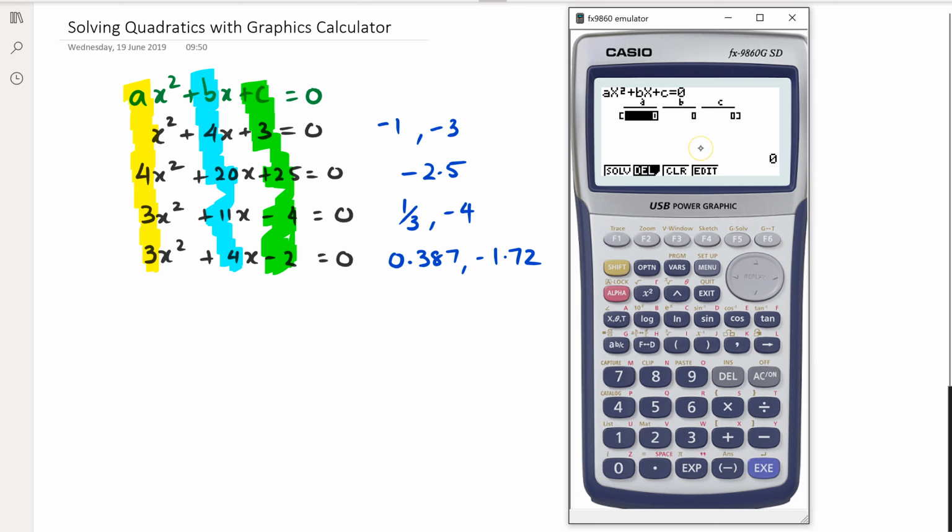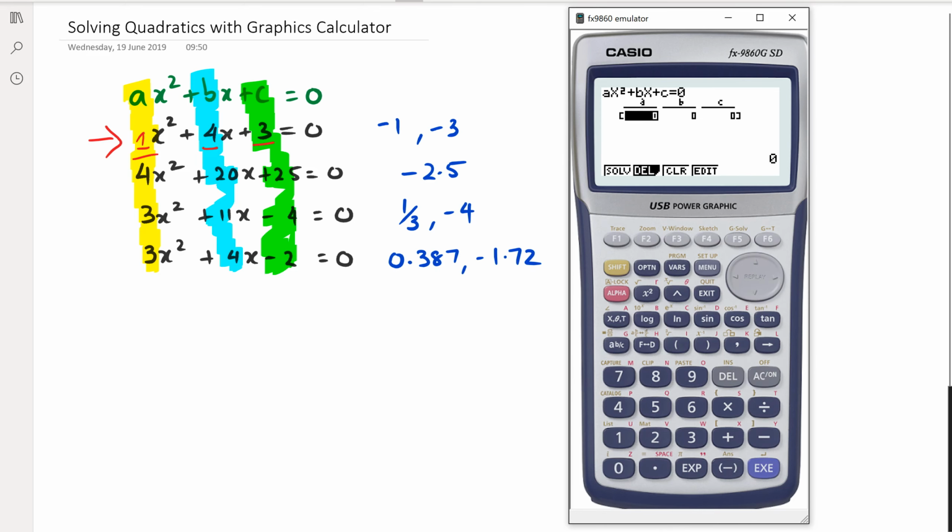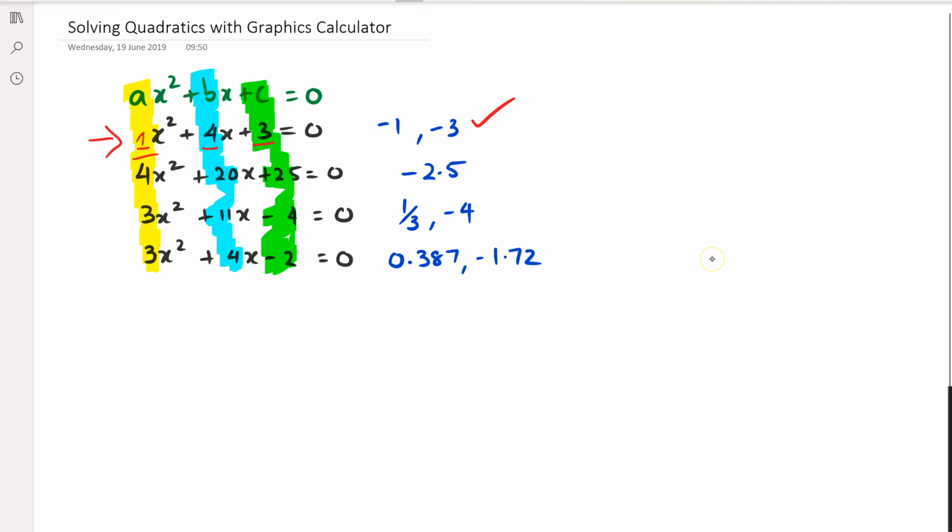All right. So I'm going to take my first example here, where A is equal to 1, B is equal to 4, and C is equal to 3. So I'm going to put that down here. So I've got 1, 4, and 3. And once I click on enter again, or you can also press solve, which is F1, as you can see, my two answers are -1 and -3. Cool. So that's the first one, which is correct.